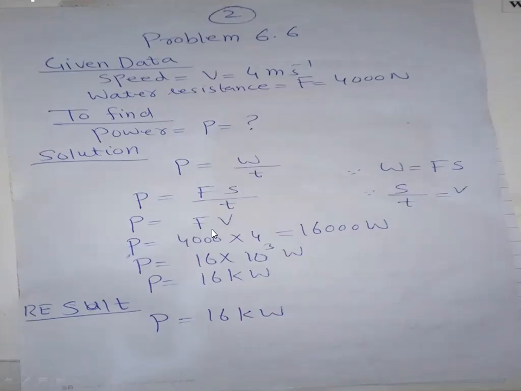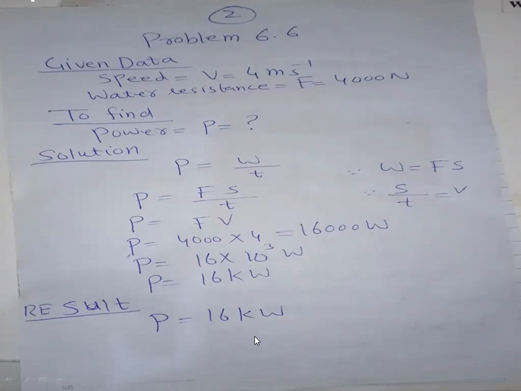Just put the values. Force is 4,000, multiplied by V, which is given to me as 4. If you multiply 4,000 with 4, you will get 16,000. And the unit of power is watt. 10 to the power 3, you can write 1, 2, 3, how many zeros? 3 zeros. So 10 to the power 3 is kilo. So 16 kilowatt is my required answer. Result: power is equal to 16 kilowatt.